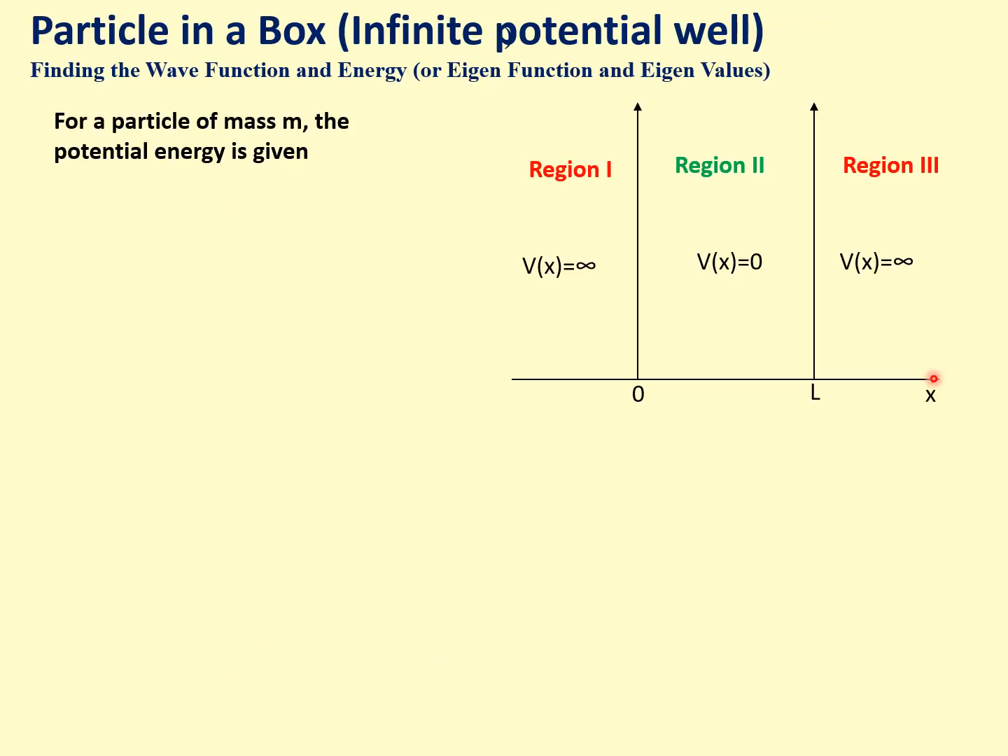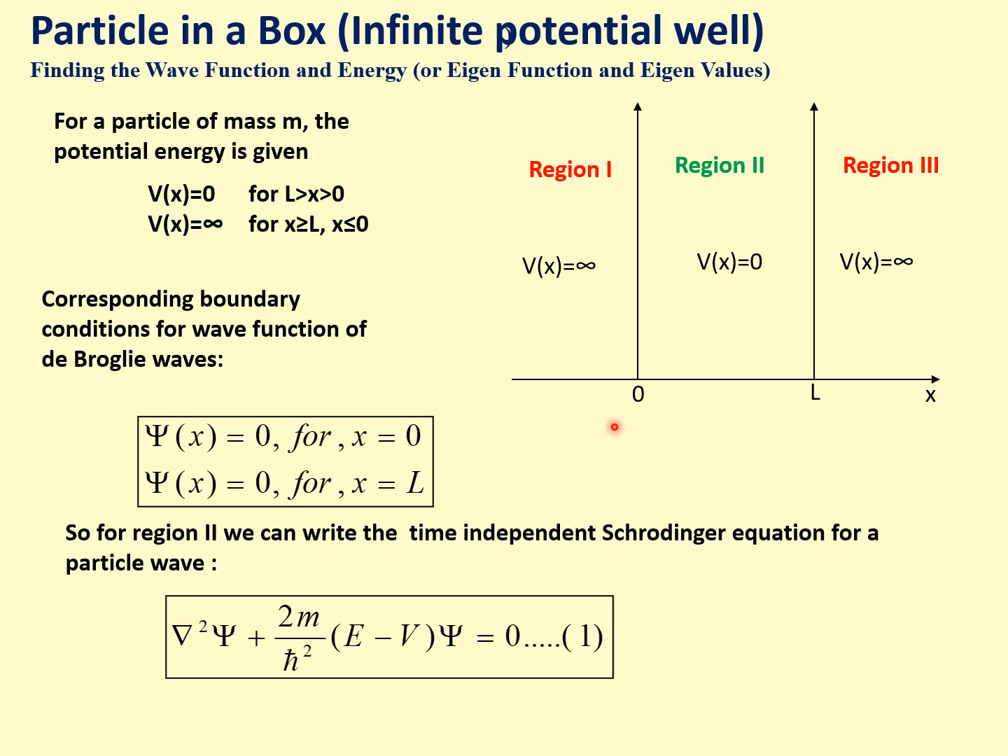Now we solve the Schrodinger wave equation for different regions. The particle is in this region, where potential energy V equal to 0, and in that case we have the Schrodinger wave equation del square psi plus 2m by h bar square into E minus V psi equal to 0. In one dimension, x direction only, we can write del 2 psi by del x square plus 2mE by h bar square psi equal to 0 for this region. The boundary conditions will be required for solving this second order differential equation.